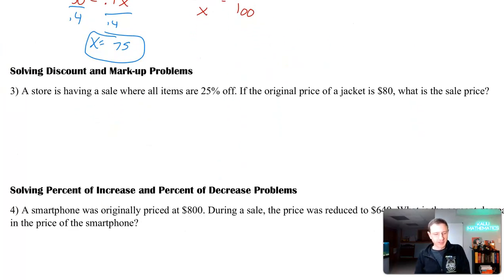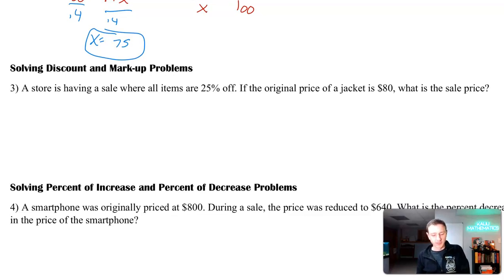Number 3, solving discount and markup problems. A store is having a sale where all items are 25% off. If the original price of a jacket is $80, what is the sale price? So this is a real life scenario. You go into a store, you have some sort of sale amount or coupon, and you want to know how much this is going to cost you. You make these calculations. Like you might guess, if you have 25% off, that's not the hardest guess to make, but you might take 50% and chop that in half, or try to create increments of 10. You might try to make this a guessing game. But it says a store is having a sale where all items are 25% off. The original price of a jacket is $80. What is the sale price?